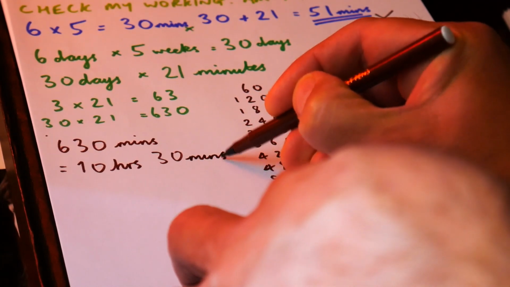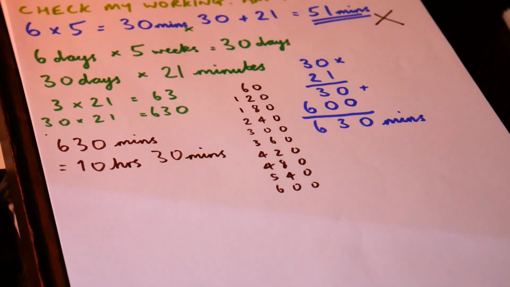So the answer to the question, how many hours have I trained for in the last 5 weeks, doing my Joe Wicks workout every morning? Turns out it's 10 hours and 30 minutes. Well now. Well, that wasn't so hard, was it, everyone? I hope that's helped you a little bit with how to solve those kind of problems.